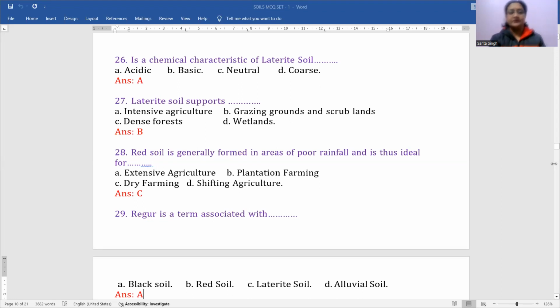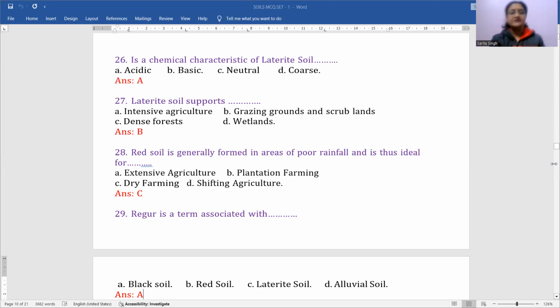Next question, the MCQ for the next topic is: a chemical characteristic of laterite soil. Dash is a chemical characteristic. What is a chemical characteristic? Now, acidic, basic, neutral, or coarse. Okay, laterite soil, we know already that it is acidic in nature. So you are going to take the first option, that is A is the correct option in this.